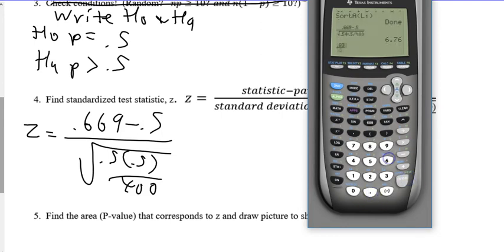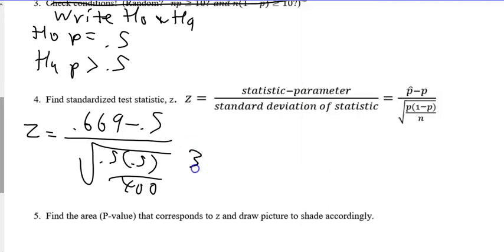So 0.669 minus 0.5. Go down to the bottom. Second square root 0.5 times 0.5 divided by 124. That should make a difference. That's the difference right there. Okay, what we get is 3.7. Be careful rounding. The 3.78.